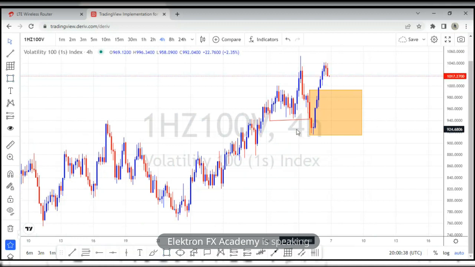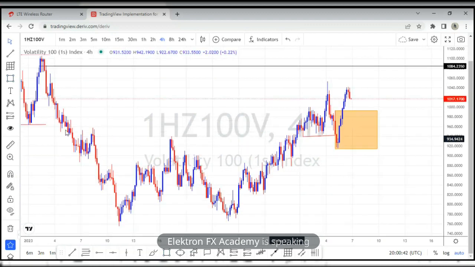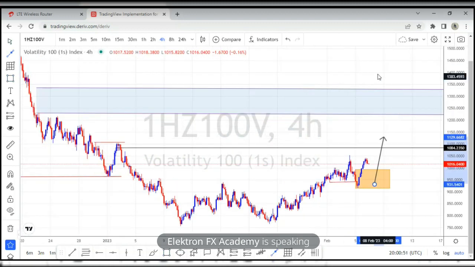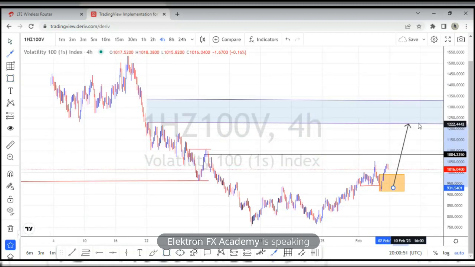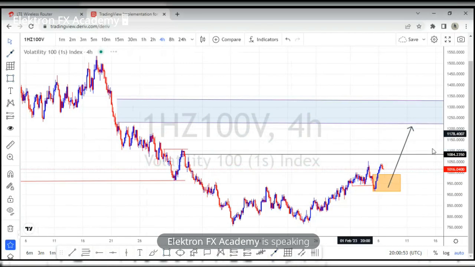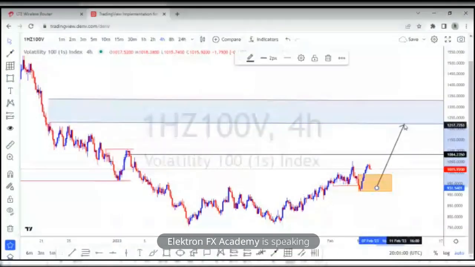So I wouldn't really consider this zone, because this is actually liquidity. I expect price to tap inside there and blast higher and go for that daily imbalance. I'm expecting price to run for that, because that's what I have on this guy. So it might happen, might not happen, whatever.